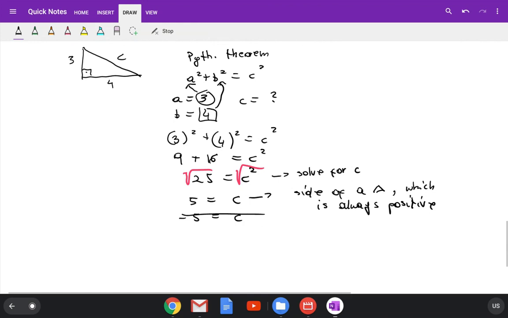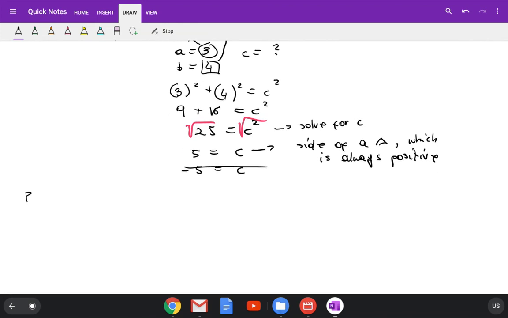Page 828, number 32. Page 828, number 32. 828.